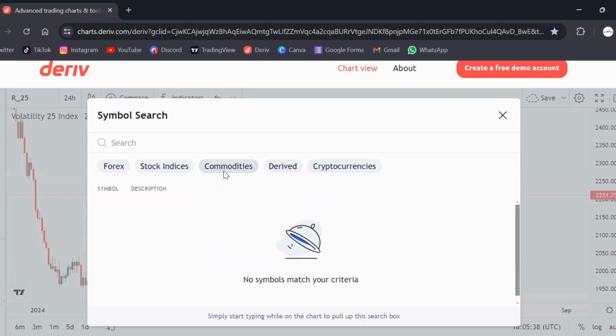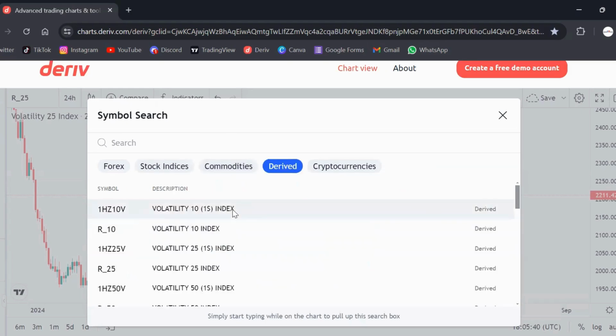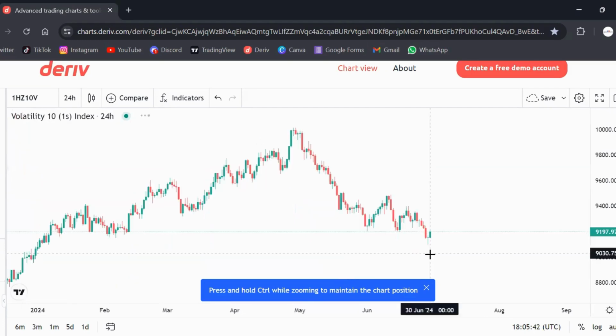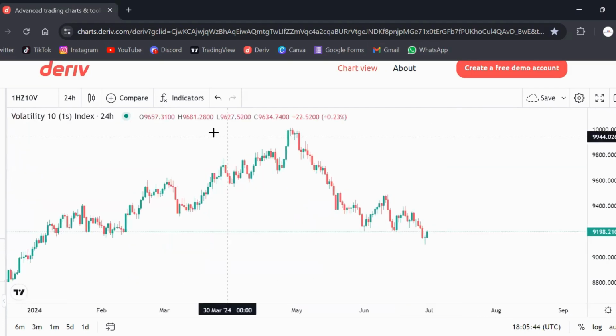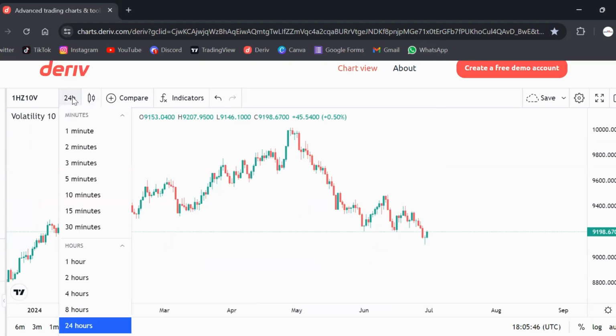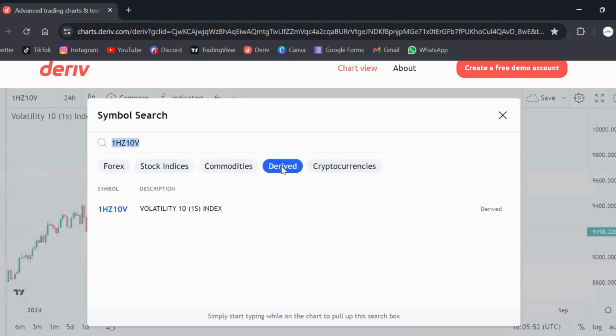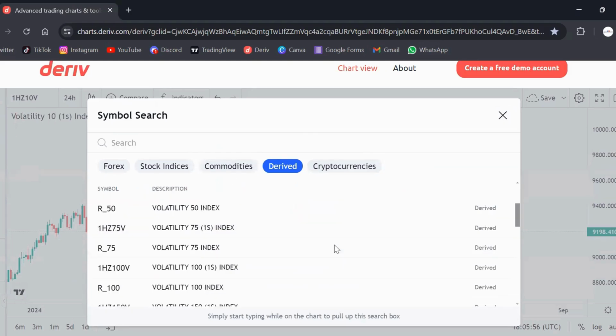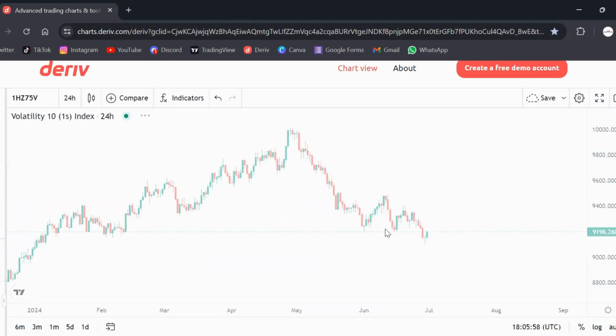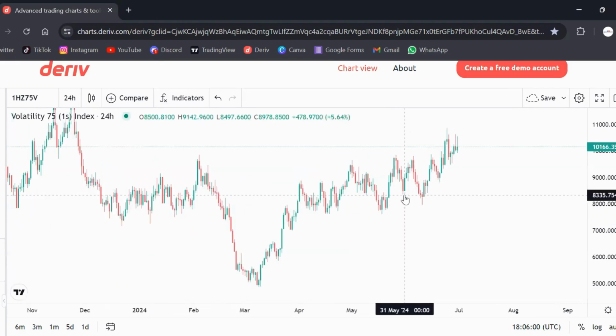V10, one is actually on my trading plan. I always start with V75 one is. Actually, I love that pair for so many reasons.